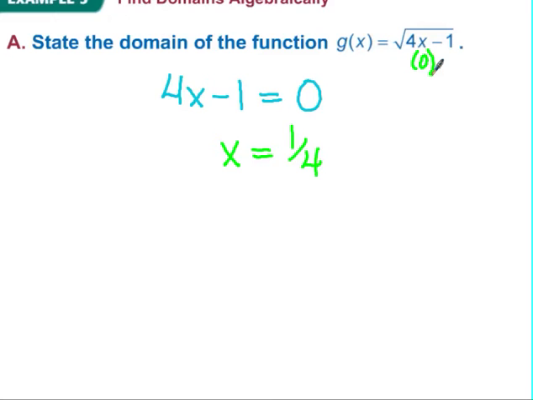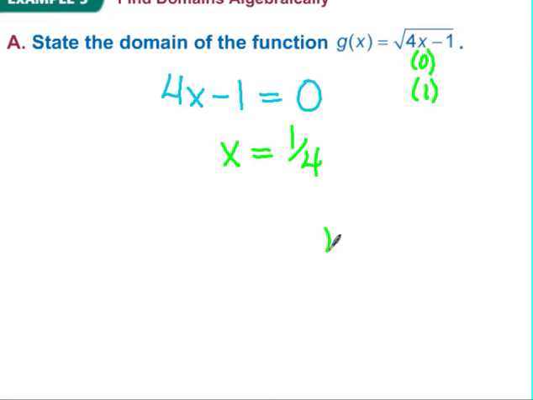What's a number bigger than 1/4? 1. So let's plug in 1. What do you get when you plug 1 in? You get 3. Can you take the square root of 3? Yeah. So numbers bigger than 1/4 work.